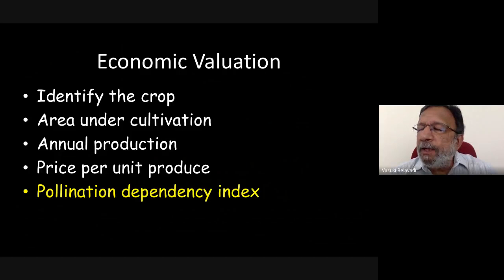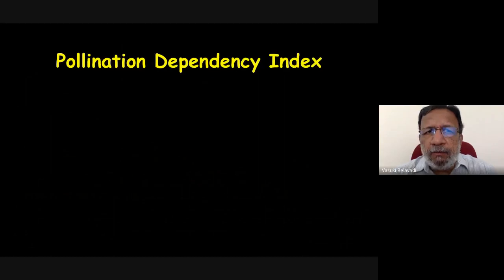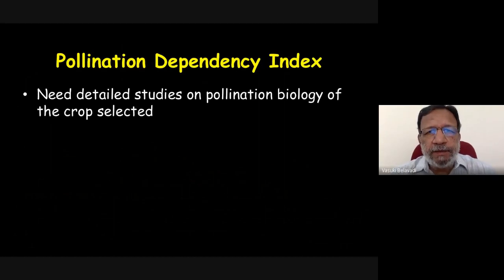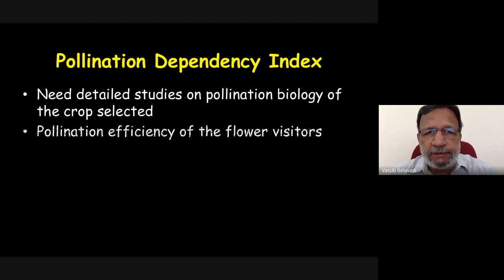And we have to work out what is called the pollinator dependency index. So how much does the crop depend on the pollinator? And if the pollinator is not there, what is the loss in the yield that we experience, all other things being constant? So how do you work out the pollination dependency index? There is a need for detailed studies on the pollination biology of the crop selected; this basic information is necessary.